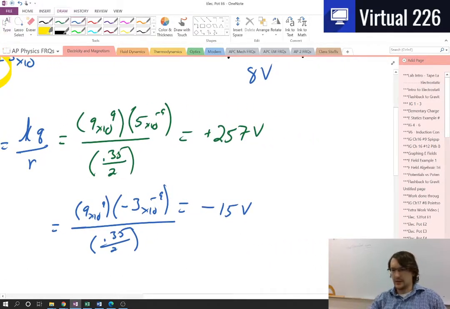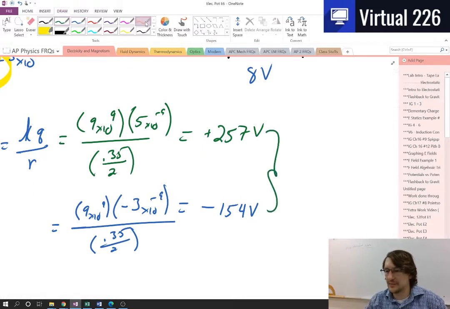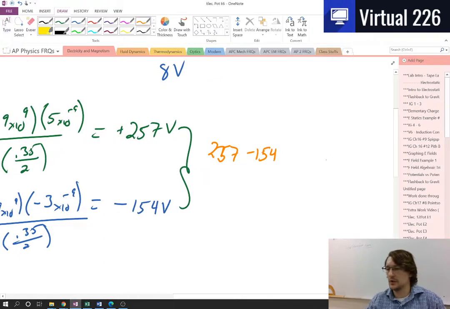I meant negative 154 volts. So these are our 2 voltages here. To sum the voltages, we simply add them together. 257 minus 154, or adding the negative 154, will give us a value of about 103 volts right there.